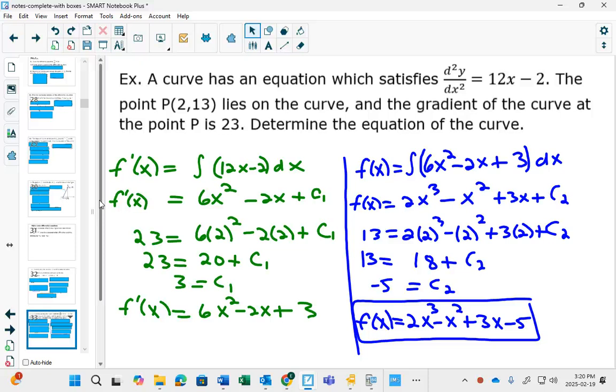So I'd like you to try the application question at the bottom on your own. And that's where we'll end for today.